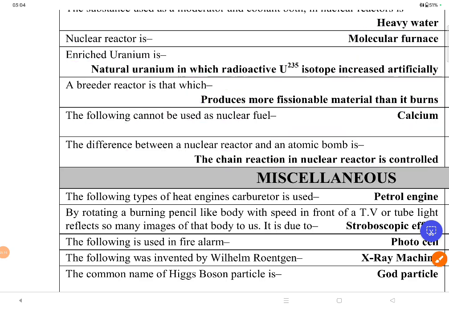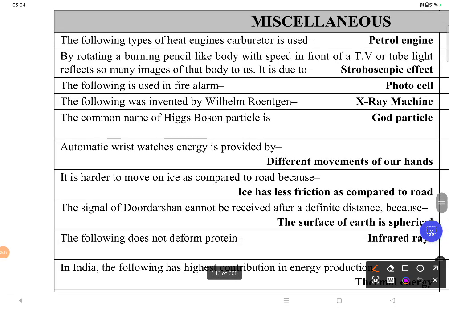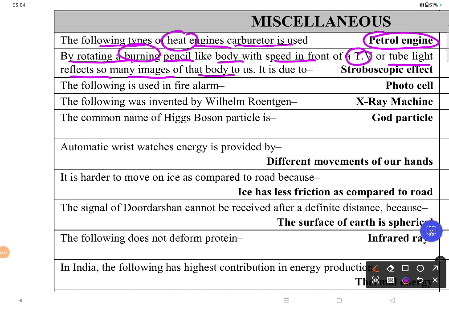Move on to the next section, that is the miscellaneous section. In the following type of heat engine a carburetor is used: petrol engine. By rotating a burning pencil-like body with speed in front of a TV or tube light, we see many images of that body. It is due to the stroboscopic effect.